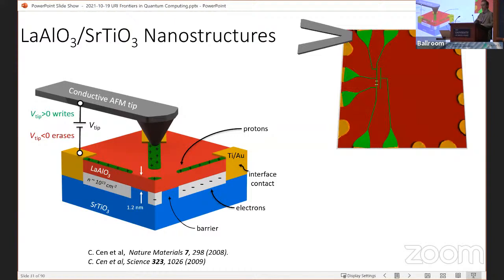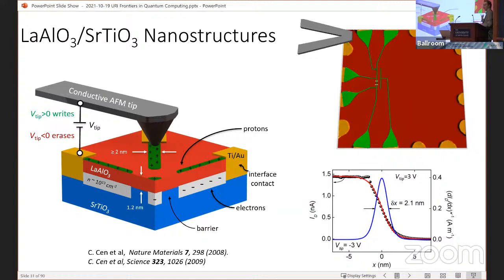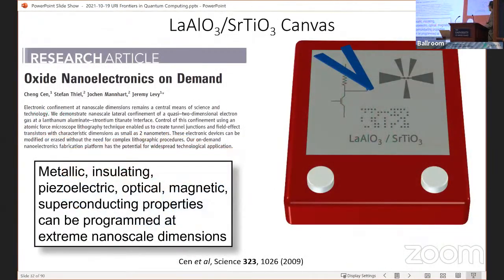And you can also erase them. So you just change the sign of the voltage and you can remove those protons. But this is not a toy, right? Basically Etch-a-Sketch is like millimeter scale control. Here we're talking about nanometer scale, extreme nanoscale control of this metal insulator transition. We demonstrated the ability to write and erase features with just 2 nanometer precision. And you can do this over and over again. It's like electronic paper.